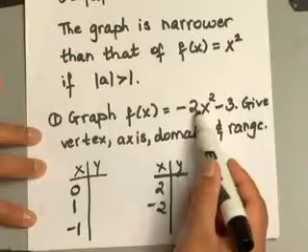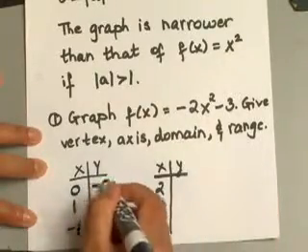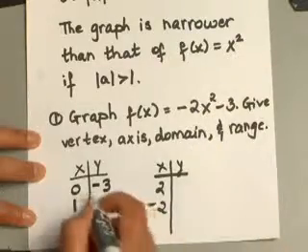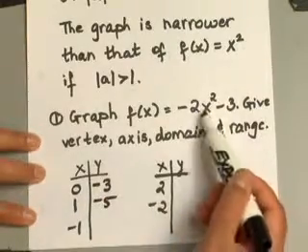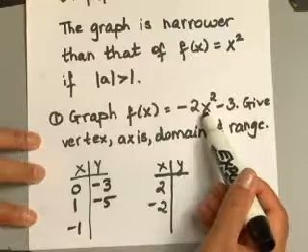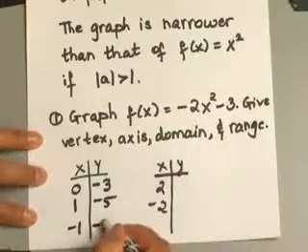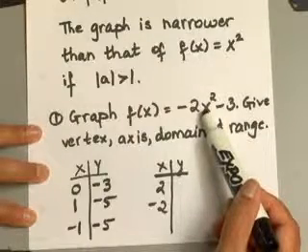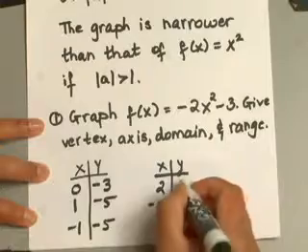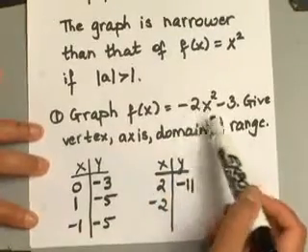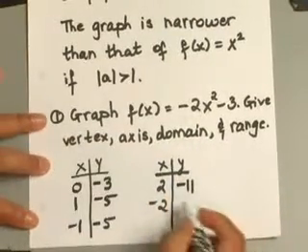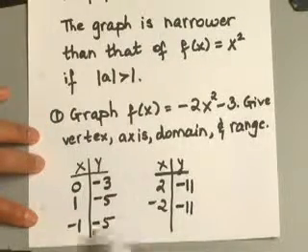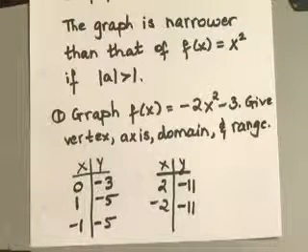So 0 will give us negative 3, 1 will give us negative 2 minus 3, which is negative 5. Substitute in negative 1 for your x, and you should also end up with negative 5. Substitute your x with 2, which will give you negative 8 minus 3, which is negative 11. And substitute negative 2, which will also give you negative 11. Okay, so we have 5 points here. That should be good to help us graph it.